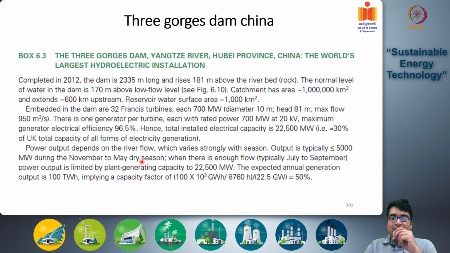However, during the rainy season, which is July to September, in the catchment area that we are discussing here, the power output is limited only by the plant generating capacity, which is 22.5 gigawatts. The expected annual generation output is around 100 terawatt hours, still a very large number, giving us a capacity factor of around 50%. So it has a lower capacity factor compared to the total rated capacity, primarily because for half of the year it is not delivering at its rated capacity, only 1/4 of it; the rest of the time it is delivering at the rated capacity.